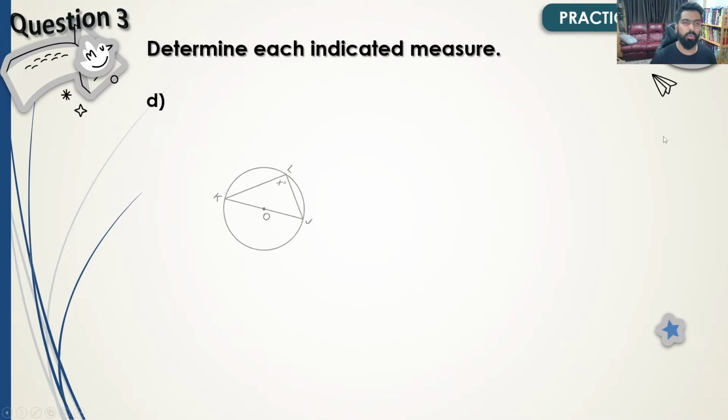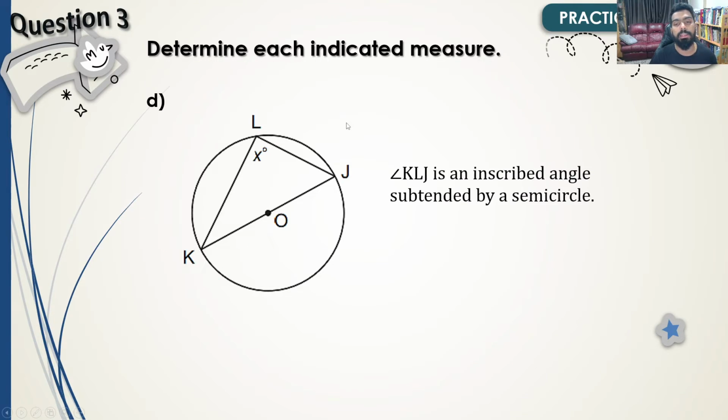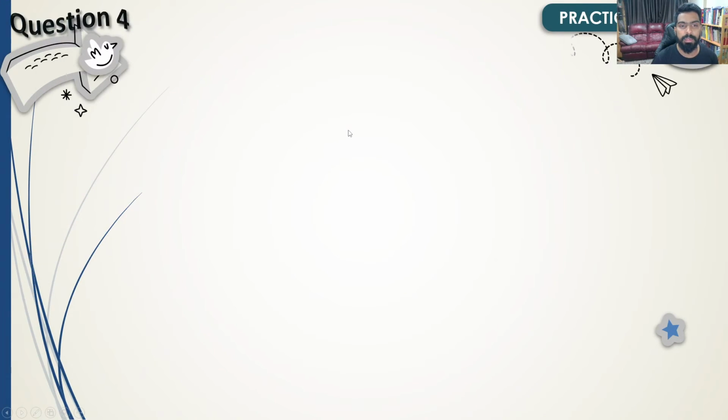Now let's see what we have here. Here we'll be using the semicircle property. We know that KJ is the diameter, and X will immediately be 90 degrees. Pretty straightforward.